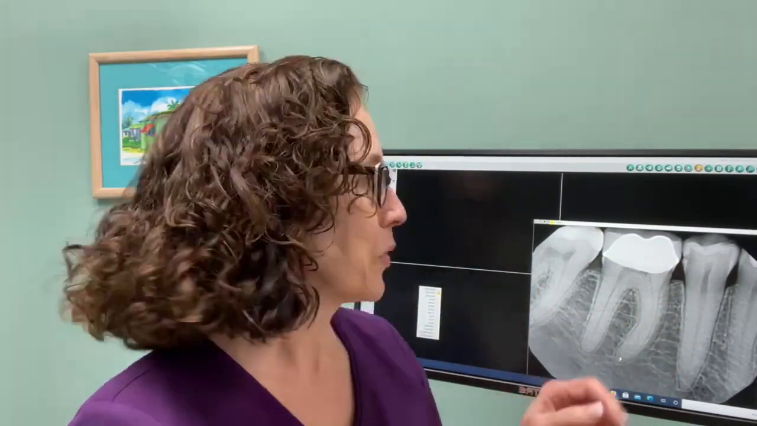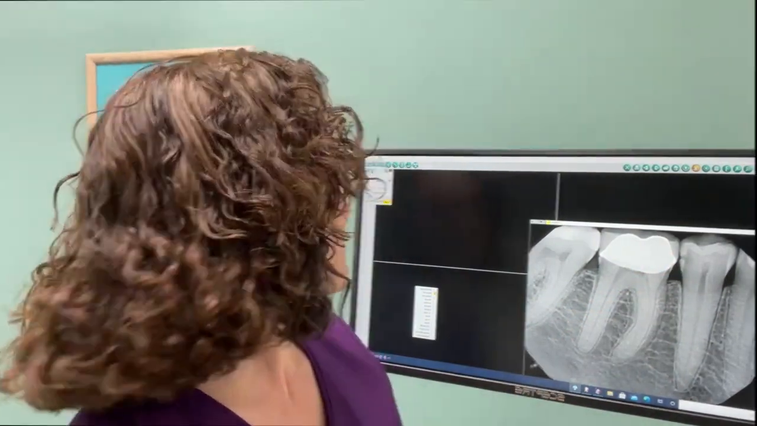So in this example, you can see that the decay is right here. The bright white is the enamel on the tooth, and then you can see how the decay actually eats into the enamel so that you have a dark shadow going in through that enamel. So there's a lack of enamel right there. So that's decay that's in between the teeth.